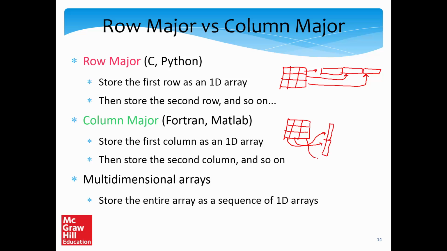And then the third column is stored in memory. So both of these approaches are sort of opposites of each other. In one case we traverse the array row wise, in the other case we traverse the array column wise. So there are trade-offs in this. It depends upon the way that we write programs. We'll discuss more about this in chapter 10.